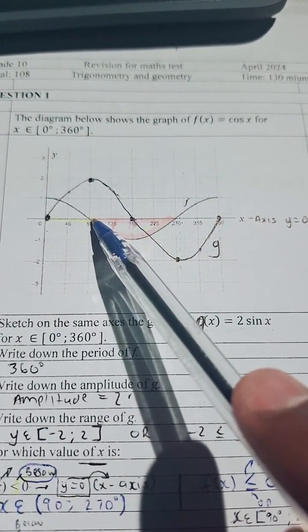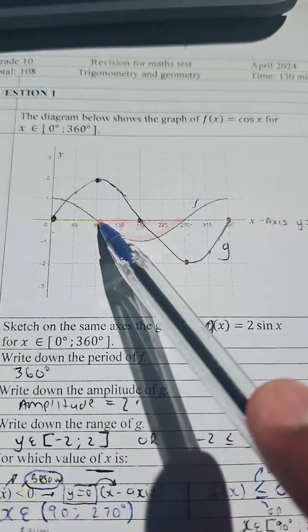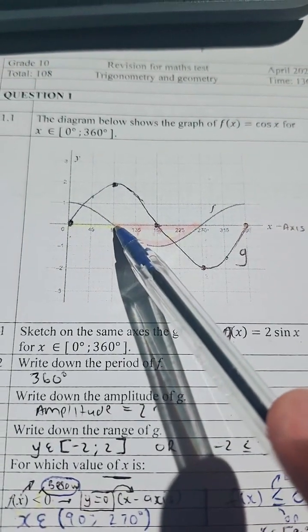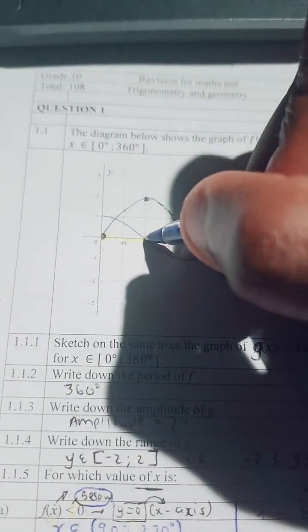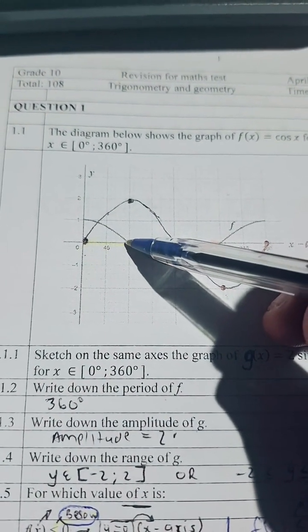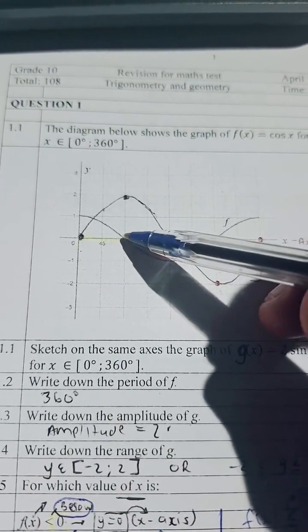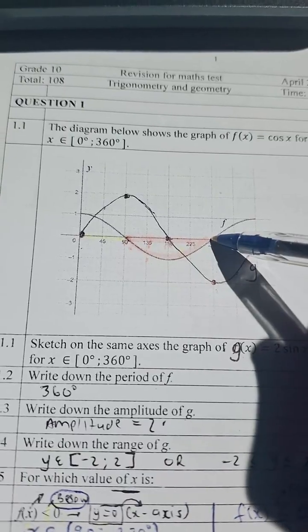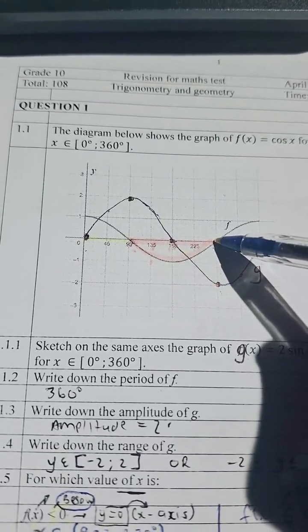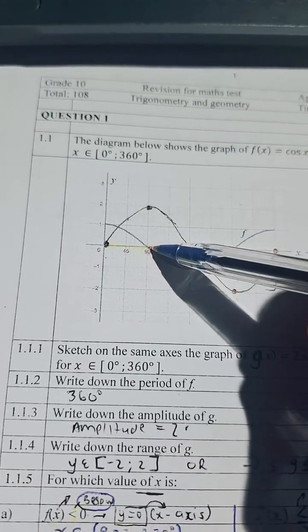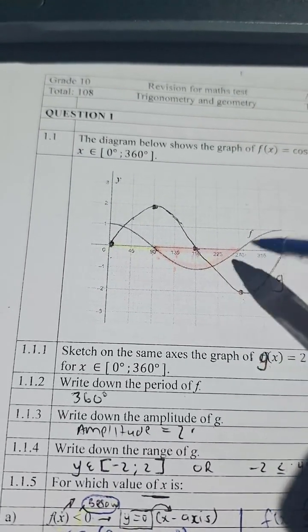So indeed, below the x-axis means from 90 to 270. But remember, we don't include 90 because at 90 exactly, the function is not below the x-axis. It is on the x-axis. We are not looking for where it is on. At 270, it's also on the x-axis. We are not looking for where it is on. We are just looking for where the function is below. So it is between 90 and 270.